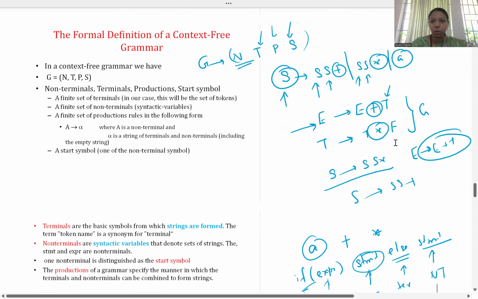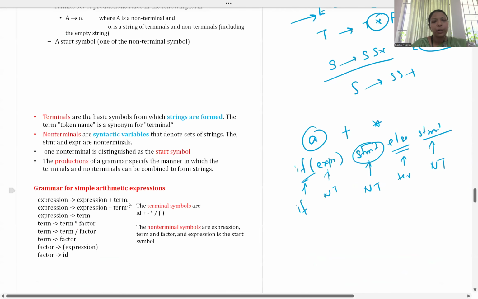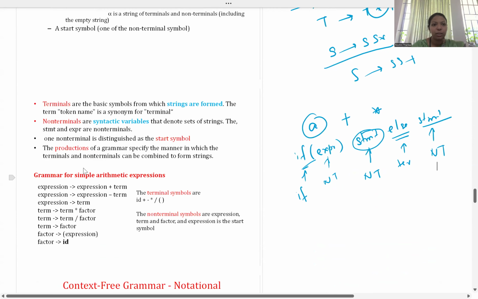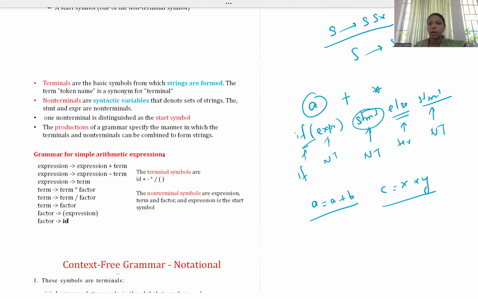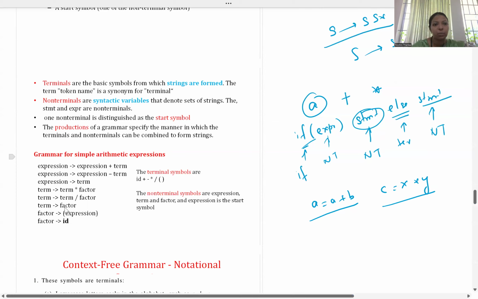Production says the rules or the grammar of a particular programming language, which will have combinations of terminals and non-terminals. The production of a grammar specifies the manner in which the terminals and non-terminals combine to form an output string. Here is an example of a grammar for arithmetic expressions. Arithmetic expression means what? A equal to A plus B is an arithmetic expression. C equal to X into Y is an arithmetic expression. If I want to write a rule for all these arithmetic expressions, how will I write it is expressed here. An expression can be an expression plus term or expression minus term.